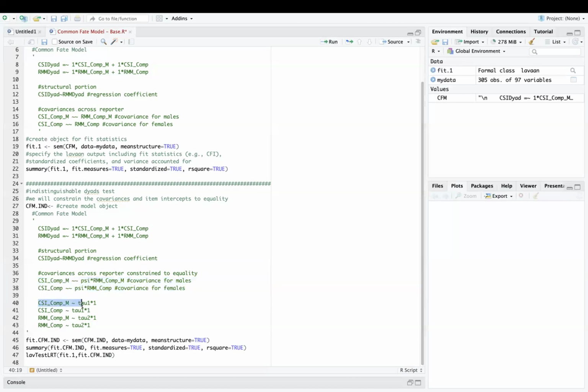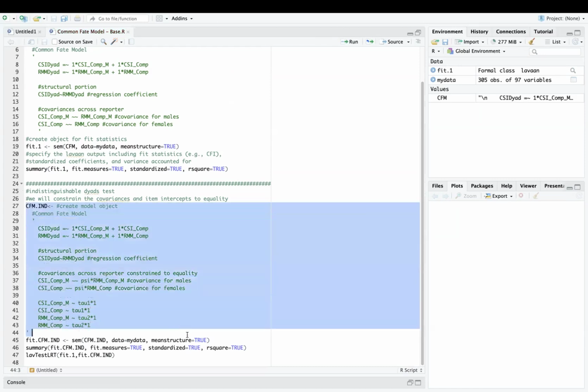The same thing for the item intercepts. We have 2 item intercepts. We are telling lavaan you can only estimate 1. We're going to take essentially a dyadic average, and we're going to only have 1 parameter that is actually estimated, and it's just going to apply to both dyad members. So we get an additional degree of freedom. That brings us to a total of 3. And finally, we are going to do that for relationship mindfulness as well, which brings us again to a total of 4 degrees of freedom.